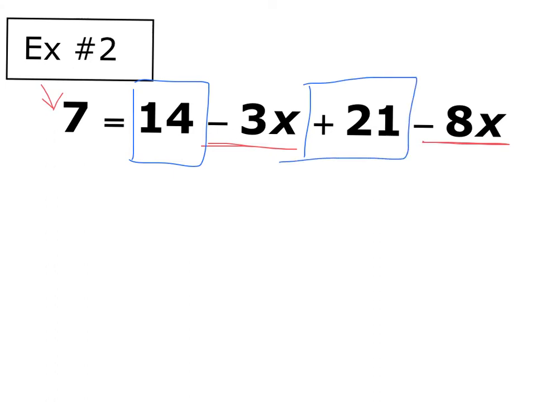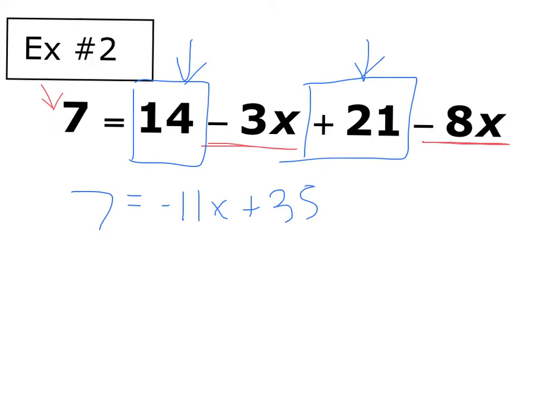Okay, so let's combine our x's. We have our 7 equals over here, and we have negative 3x's minus 8x's. You're getting further away from 0, so you would have negative 11x's. And then you have your positive 14 and your positive 21. And if you add those together, you would get 35.